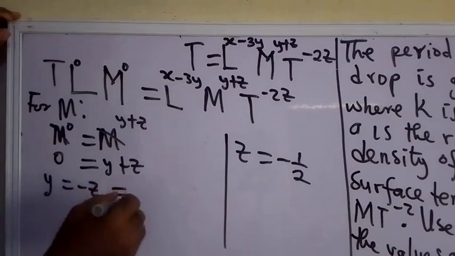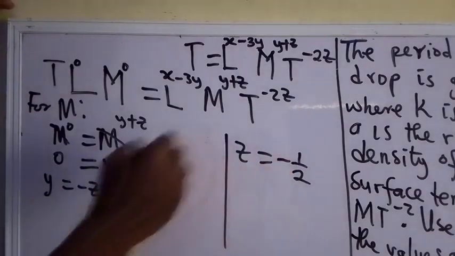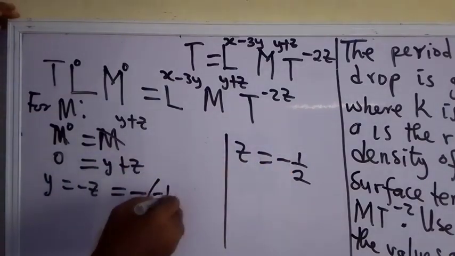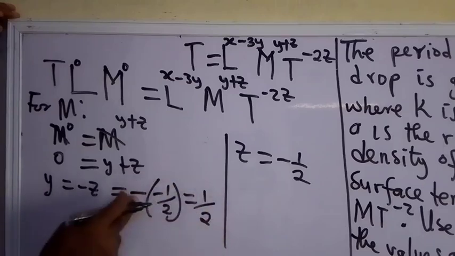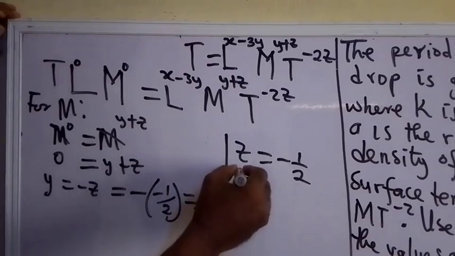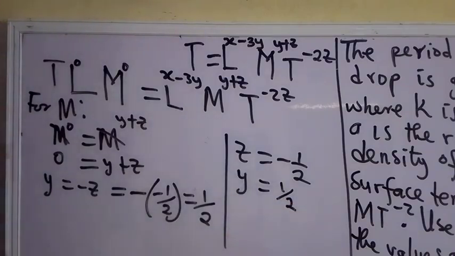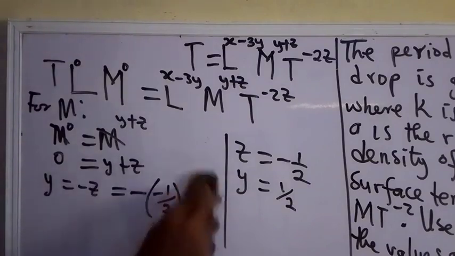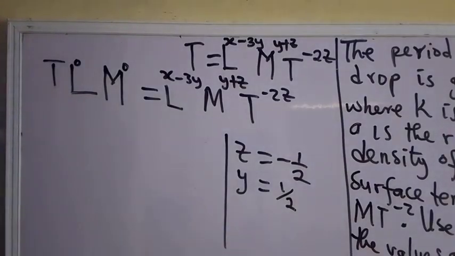And that is equal to minus, already here, what's the value of z? Minus half. So y is 1 over 2. Minus times minus is plus. So we have y as 1 over 2. Okay, we are done with z. We are done with y. So let's go and find the value of x.